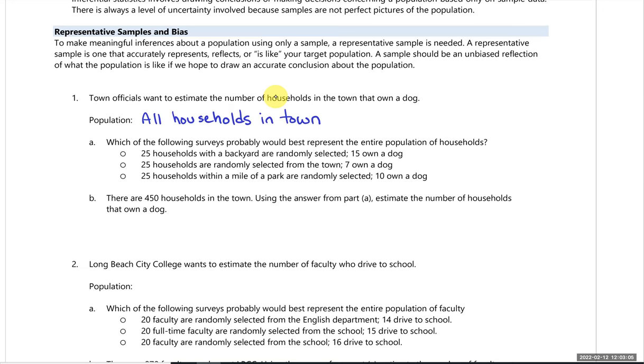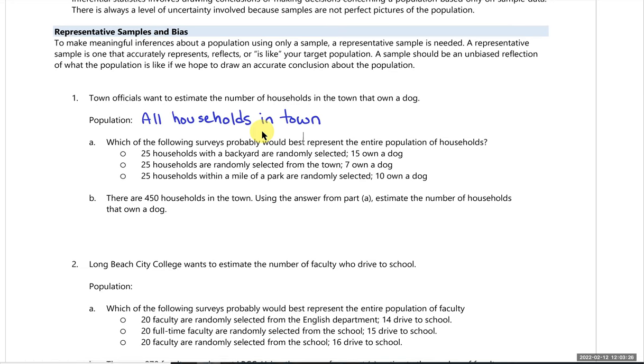But gathering data from all of them might be quite time consuming, and you'd have to hire people to do it. It's costly. So instead, they would like to use a sample to try to get an estimate for that number. Which of the following would probably best represent the population?